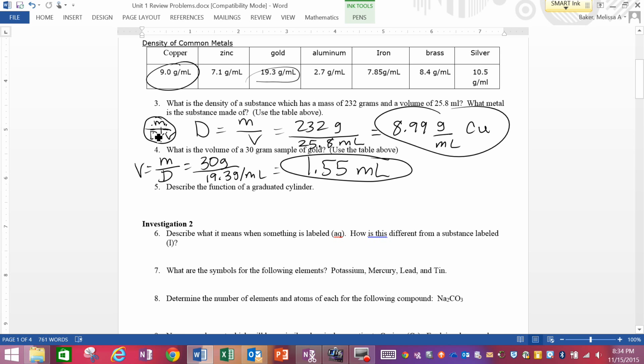Describe the function of a graduated cylinder. A graduated cylinder accurately measures the volume of a liquid. So how much space it takes up.